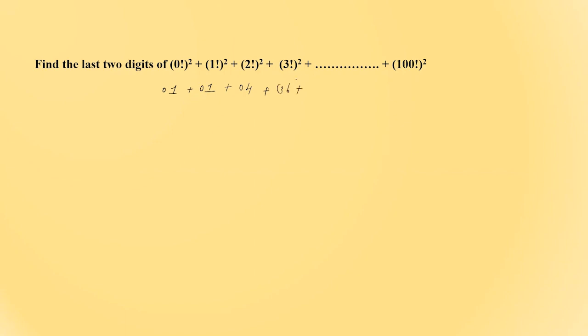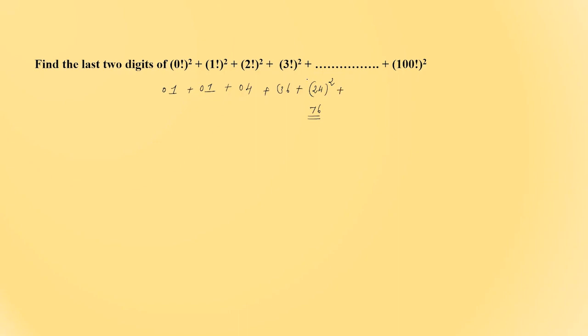Now going on to 4 factorial. 4 factorial is nothing but 24. So you have to check for 24 whole square. Now 24 whole square, I don't need to even check. Why? Because I know that 24 per odd is always going to be 24. 24 per even is always going to give you 76 in the last two digits. Correct?